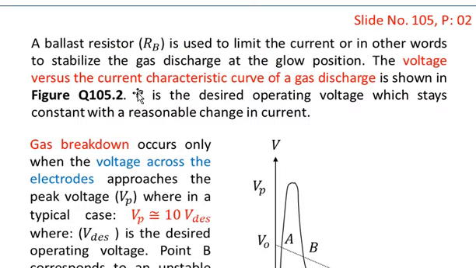So let me read this paragraph once again. A ballast resistor RB is used to limit the current, or in other words, to stabilize the gas discharge at the glow position. The voltage versus current characteristic curve of a gas discharge is shown in figure number 2, the figure that I have just explained. C is the desired operating voltage, which stays constant with a reasonable change in current.